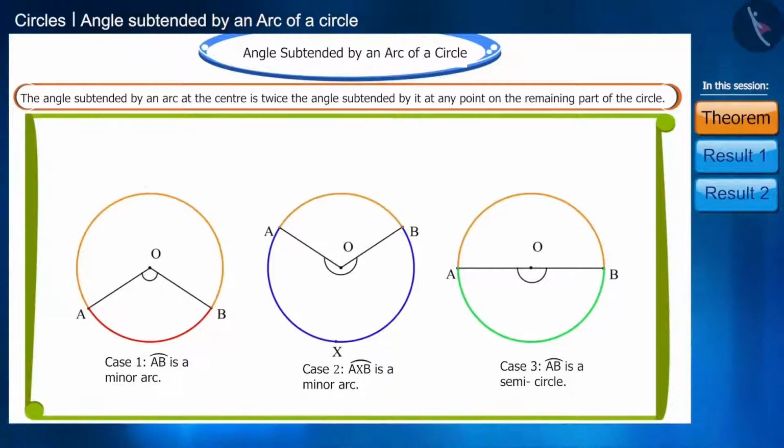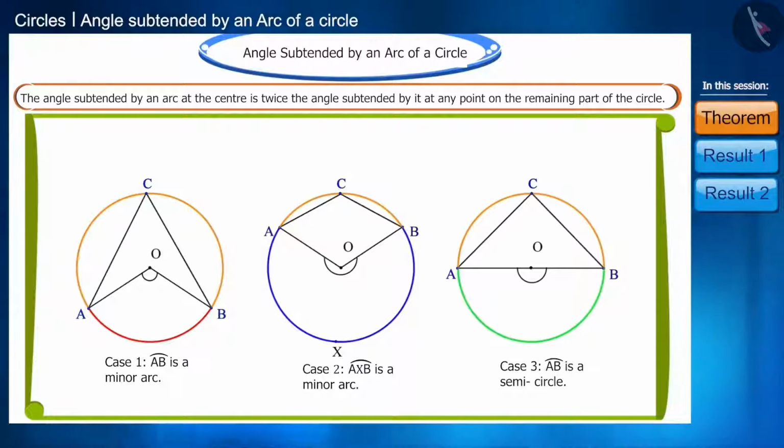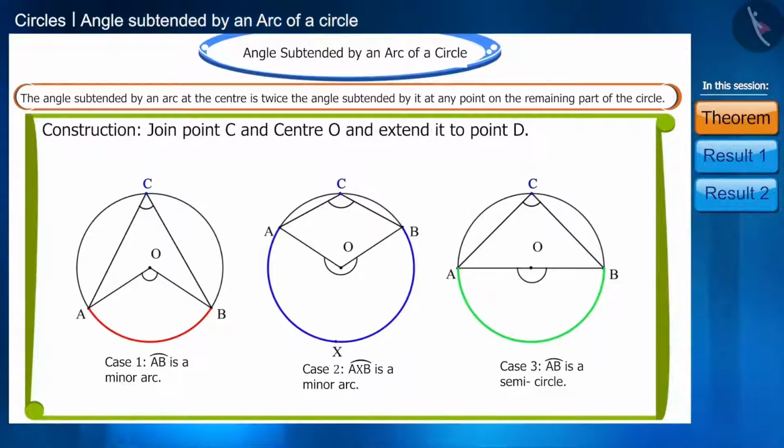Take a point C on the remaining part of the circle. Now connect both points A and B to the point C. We get the angle subtended by arc AB at point C. Now let's connect point C and center O and extend it to point D.